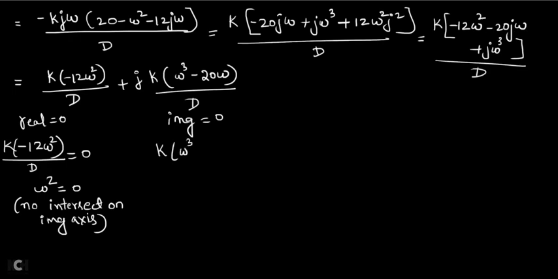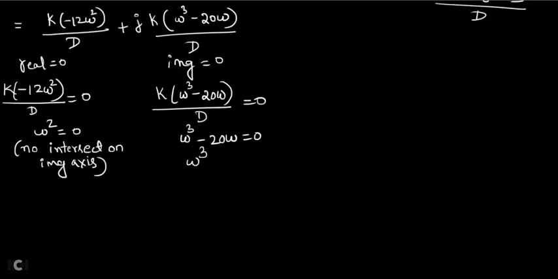K into omega cube minus 20 omega by capital D is equal to 0. D goes to 0, K goes to 0. Omega cube minus 20 omega is equal to 0. Simplify it. Omega cube is equal to 20 omega. Omega square is equal to 20. Okay, that's all. Omega square is equal to 20, you got. So now is your omega value 0? No. I got some non-zero value for omega. That represents that you got a single value for omega. No, omega is a single value.